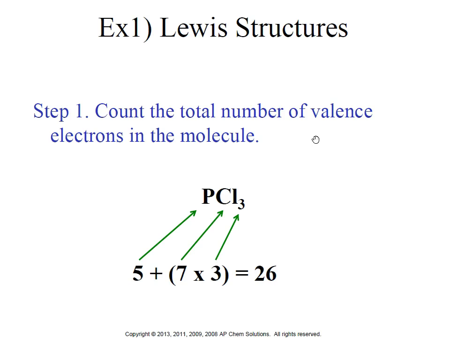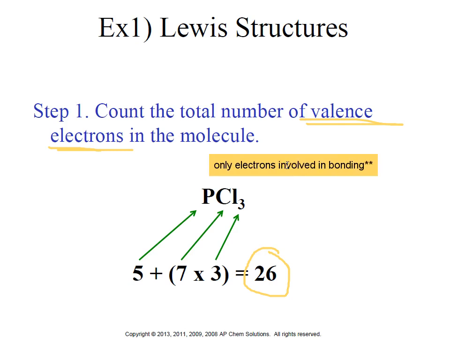The first step in a Lewis structure is to figure out the number of valence electrons in the molecule. If we start off with PCl3 as an example, P has 5 valence electrons, while each chlorine has 7. So 5 plus 7 times 3, in this molecule there are 26 valence electrons. Now, why do we care about valence electrons? These are the only electrons involved in bonding. Okay, very important. So only the valence electrons are we worried about here.